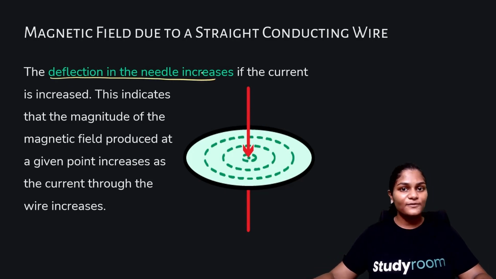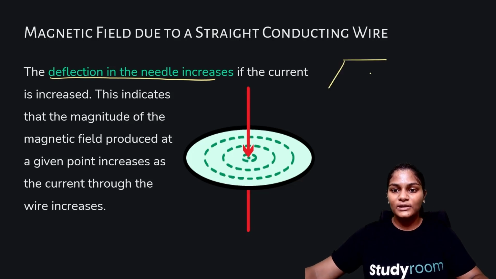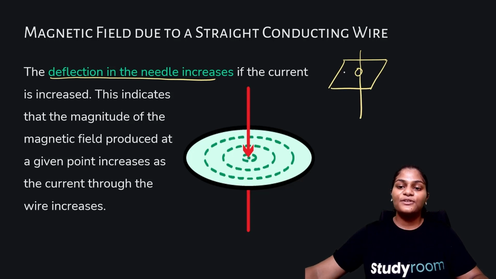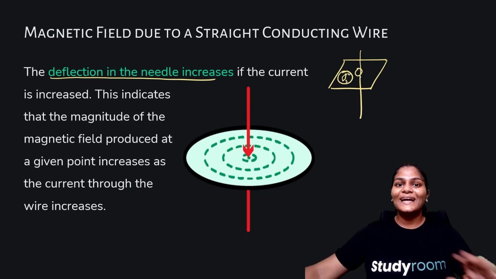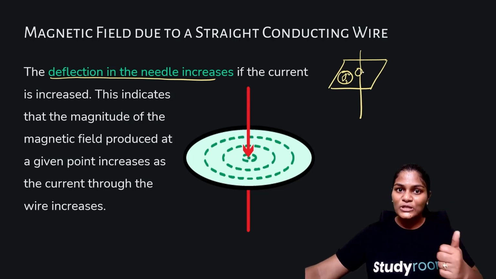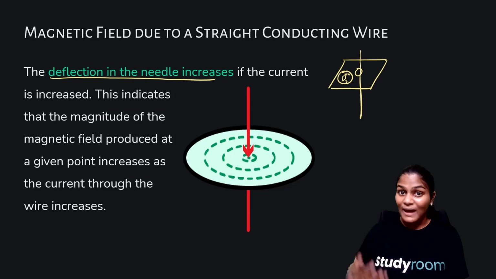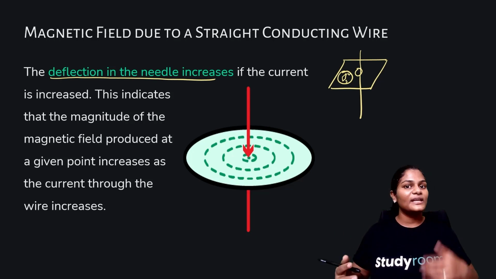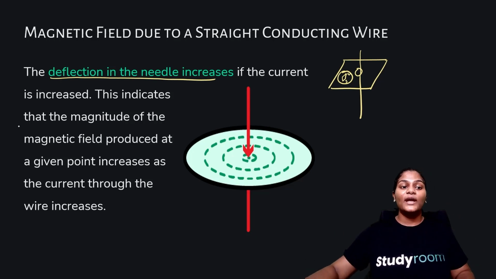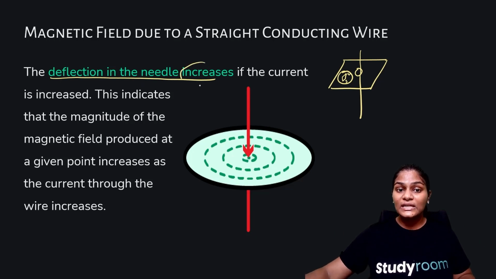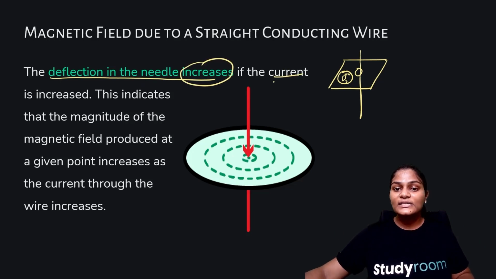Okay, so one thing that I forgot to tell you was that the paper through which we put that wire, if we keep a needle also, what is this needle? It is nothing but a compass needle. We keep a compass needle here, north and south. So we see that there is a deflection in the compass needle also. That only confirms that there is a magnetic field being generated by that current carrying wire. Now we see that the deflection in the needle increases if the current is increased.